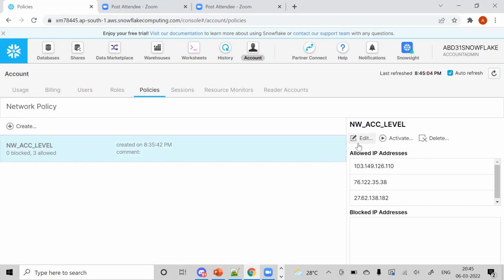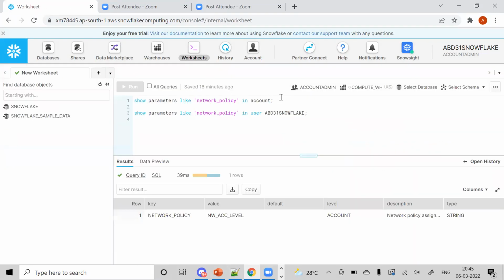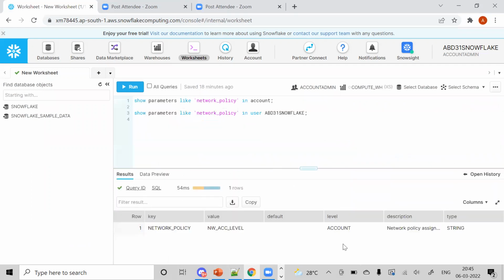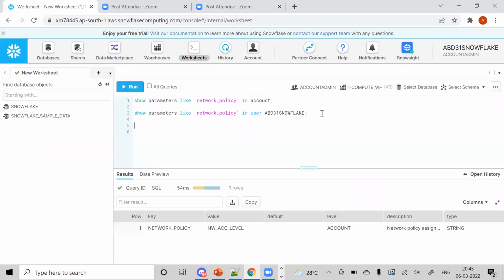So now, ideally, let me activate it. As I was showing you, you can go and see the network policy parameters in the account. This is the one I created, and this shows the details of the level at which it is enforced, which is your account level. We can unset this policy also. Even though it exists as a network policy object, we can unset it, which is basically deactivating. This is the command: alter account unset network policy. So I have unset it.